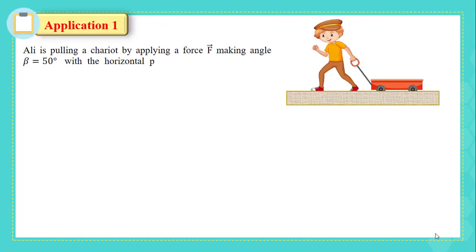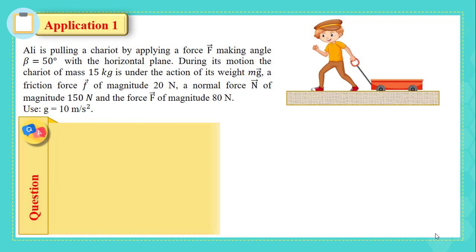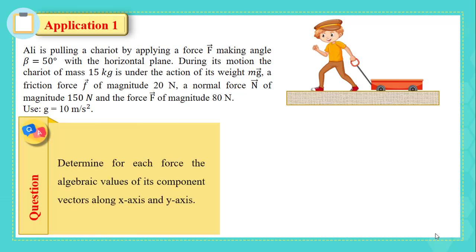How do we apply this projection in physics? Let's solve application number 1 to explain it more. Ali is pulling a chariot by applying a force F, making an angle beta equal to 50 degrees with the horizontal plane. During its motion, the chariot of mass 15 kilograms is under the action of its weight mg, a friction force f of magnitude 20 Newton, a normal force N of magnitude 150 Newton, and a force F of magnitude 80 Newton. Use g equal to 10 meters per second squared. The question is, determine for each force the algebraic values of its component vectors along the x-axis and y-axis.